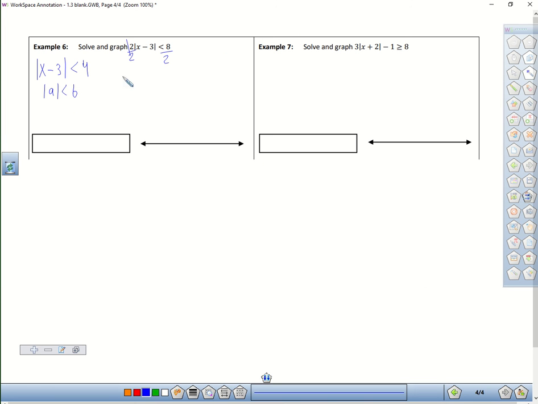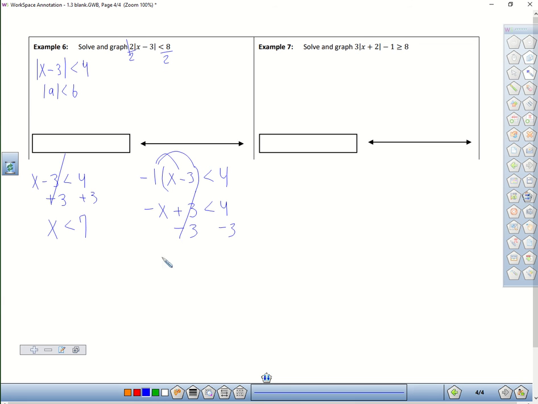So to do that, we're going to write the negative and positive version of my absolute value, just like we do with the equations. I'm going to simplify. That gives me x is less than 7. I'm going to distribute. That gives me negative x plus 3 is less than 4.